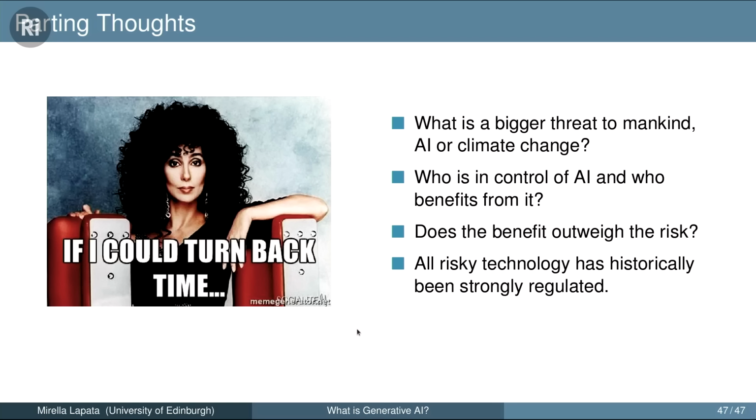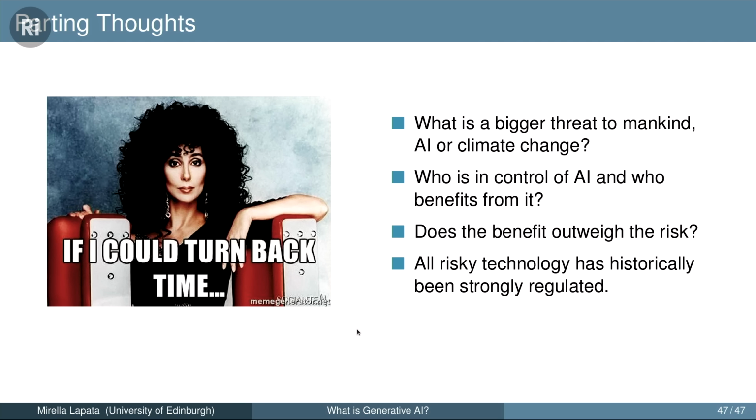So my take on this is that we cannot turn back time. And every time you think about AI coming there to kill you, you should think, what is the bigger threat to mankind, AI or climate change? I would personally argue climate change is going to wipe us all out before AI becomes super intelligent.